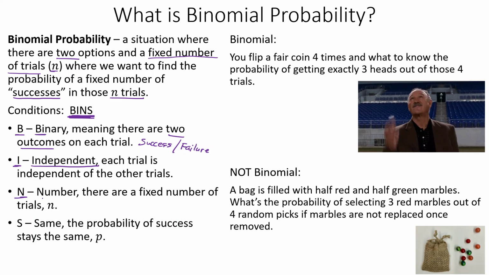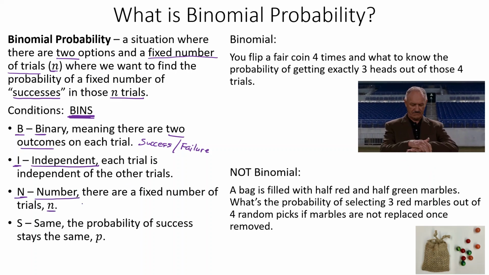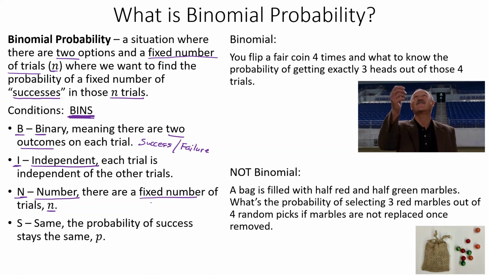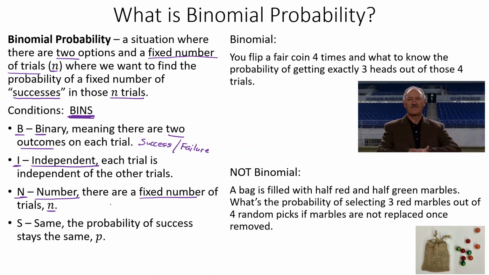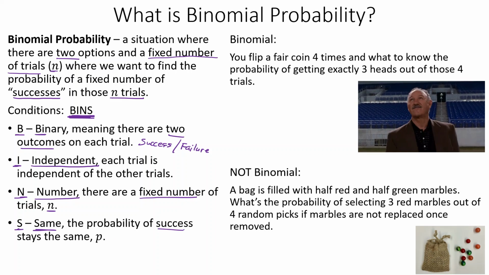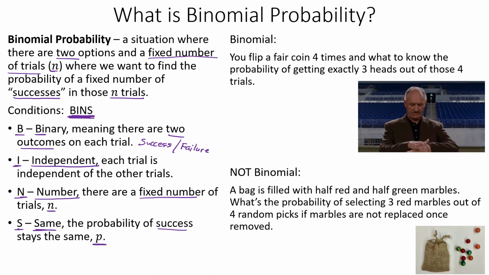All right, N is the fixed number of trials. So we're going to do things a certain number of times, like maybe 10 times. We want to know the probability of a certain number of successes out of those 10 times. And S stands for the same probability of success, which we usually denote with the letter P.